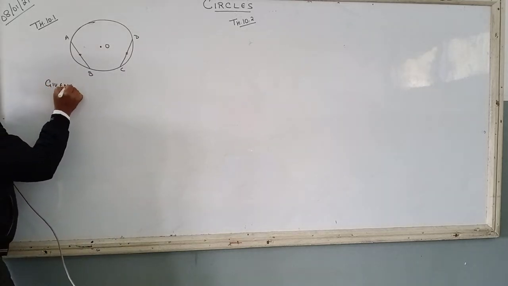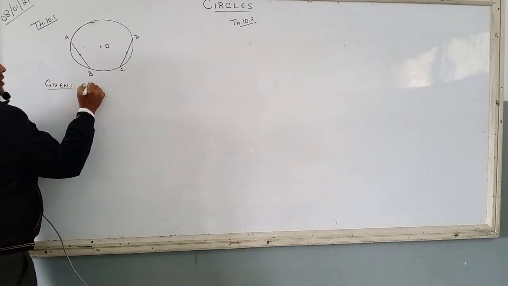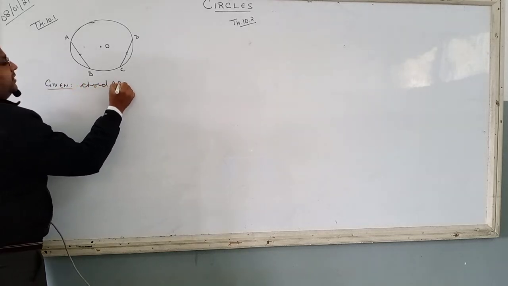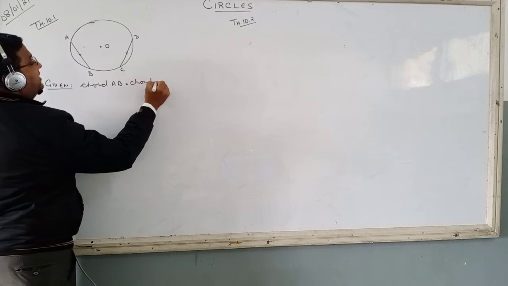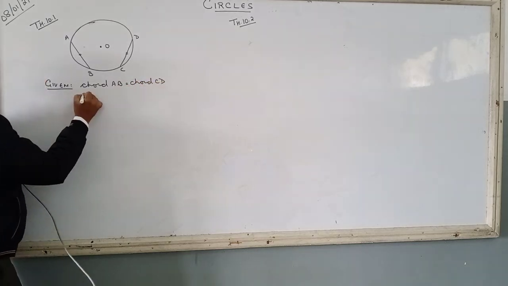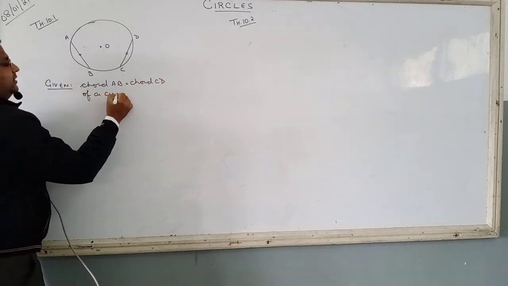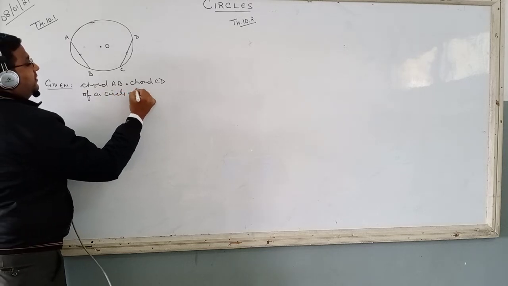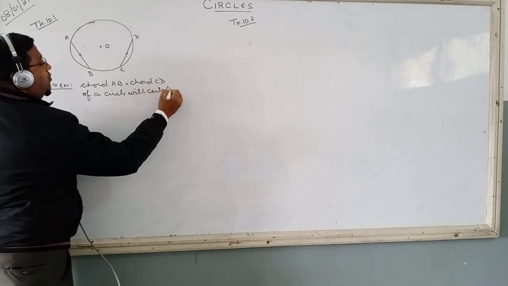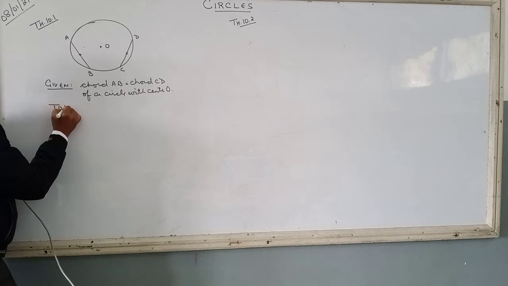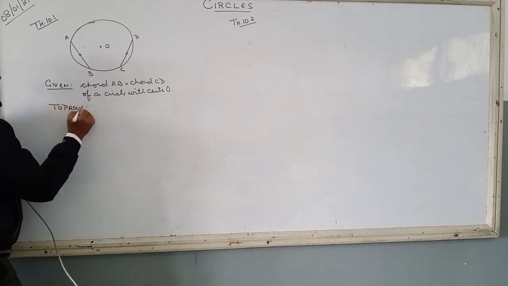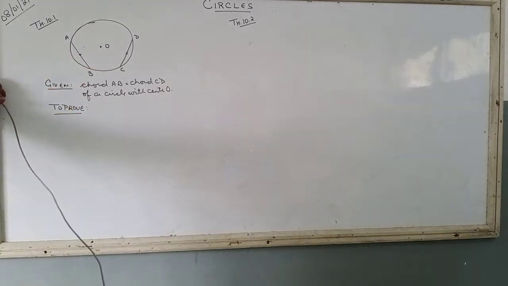We are given chord AB equals chord CD of a circle with center O. What we have to prove? We have to prove that they subtend equal angles at the center.